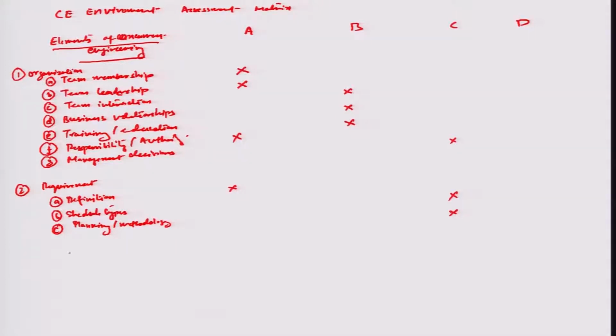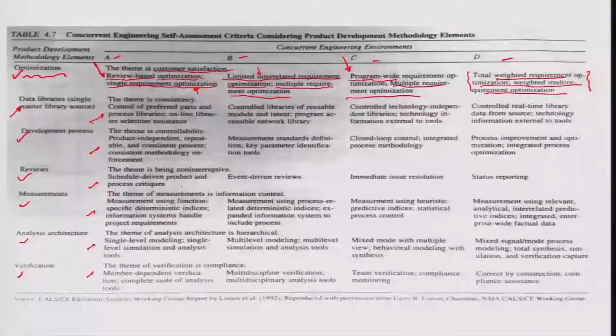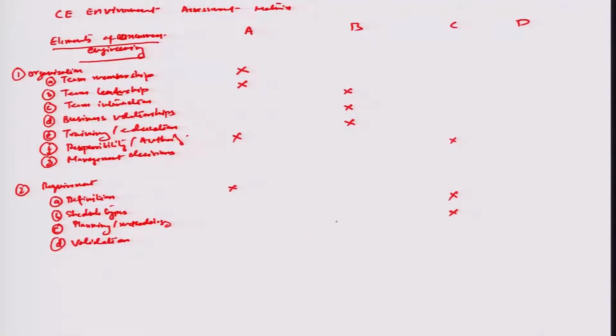When we talk about product validation again, we know that the validation in this particular case is against the customer requirements. The product specifications are validated against customer requirements, and so you have to have the validation at level B in this case. If we look into the self-assessment criteria for the requirement elements, the validation of interrelated constraints is what comes out of the customer requirements, and so we will put the validation at level B.